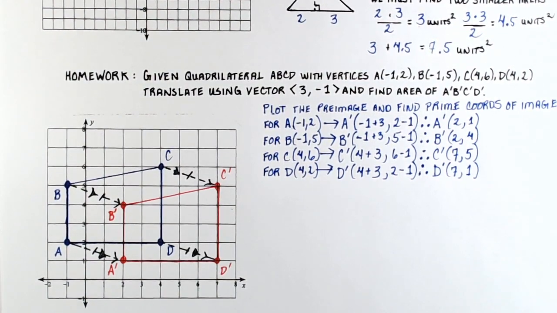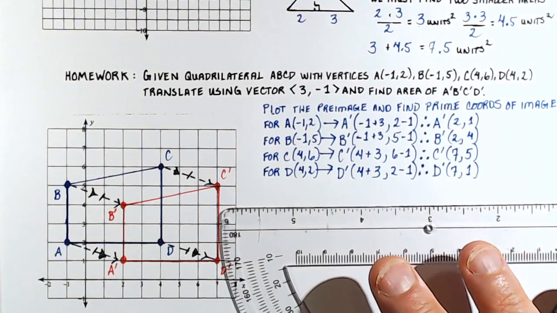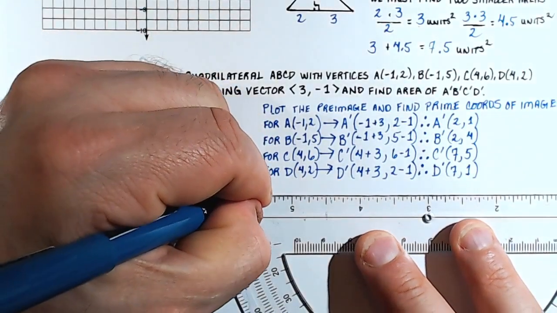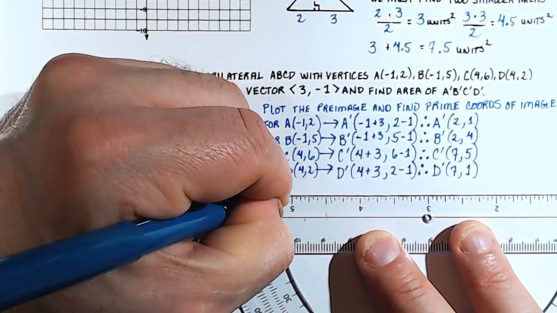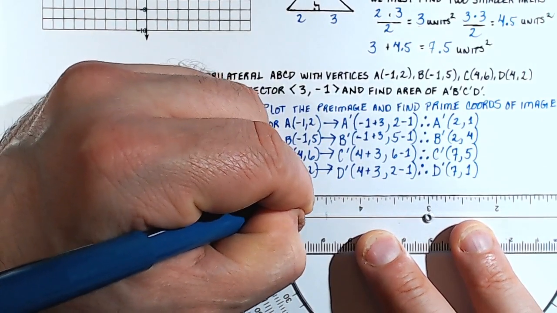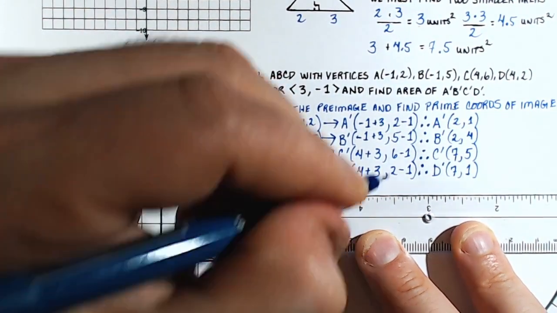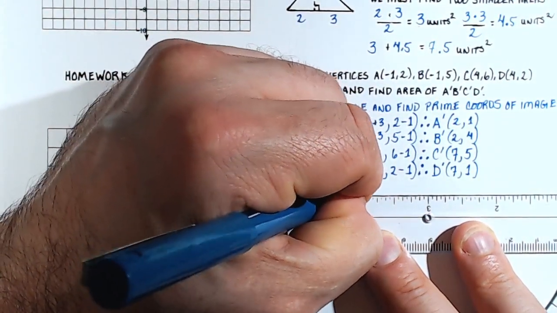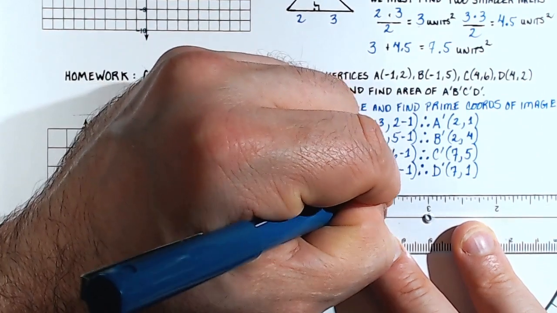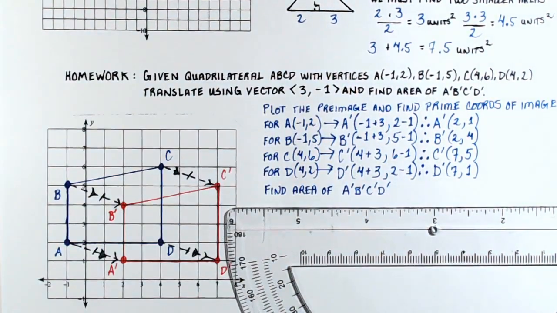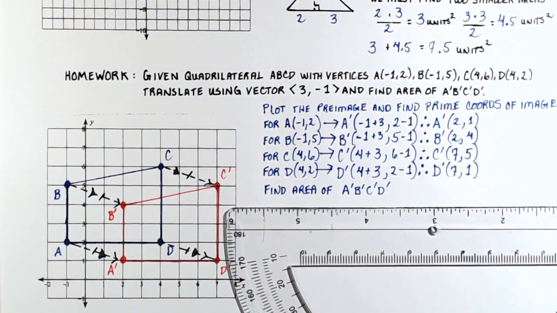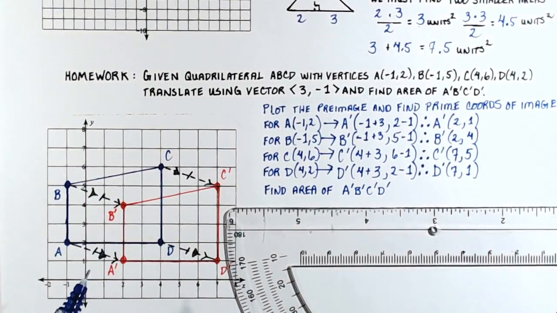The next part's the area. Okay, so now we're going to find the area of the image. Find the area of quadrilateral A prime, B prime, C prime, D prime. Just like the other problem where we found the area of that triangle, the area of A, B, C, D is the same as the area of A prime, B prime, C prime, D prime.